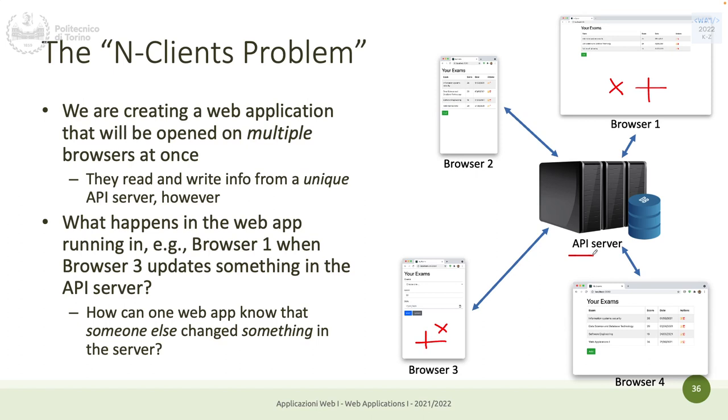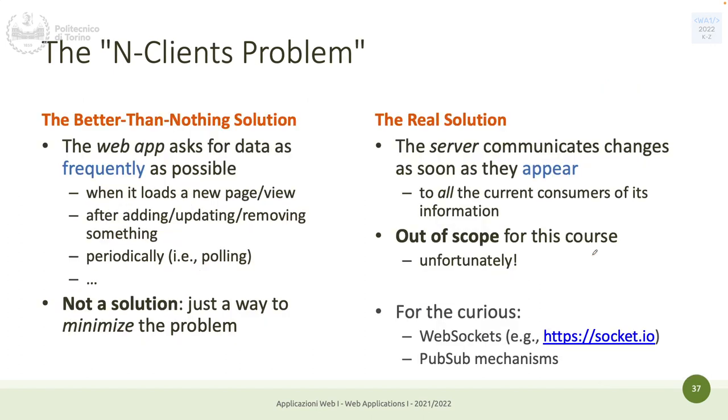So this is a problem when you manipulate data. This is a problem that we are not going to solve here. We are just using the better than nothing solution, but not the real solution, because it's a little bit more complicated. So the better than nothing solution is what we were saying before. When we do some operation, we get the state. So when we load a new page, we get a new state. When we load the table, we get the table from the state.